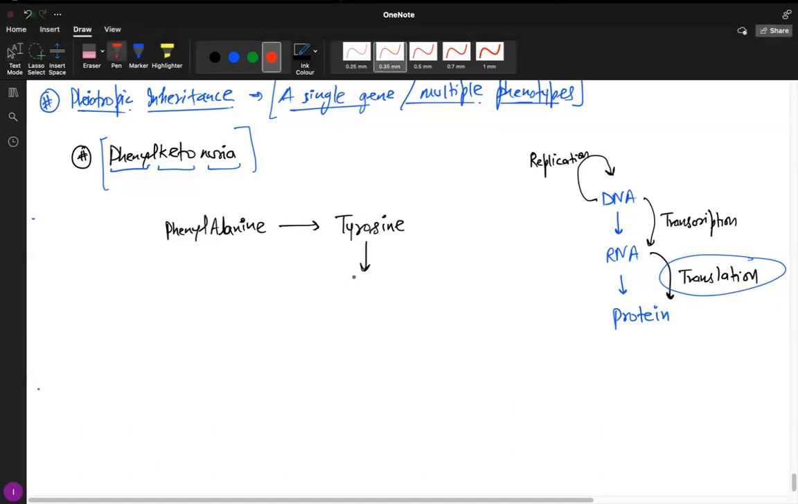Perfect. So for this to happen, for phenylalanine to convert into tyrosine, we need an enzyme. Now, if it's an enzyme, its name should end with ase, right? And it is converting one type of amino acid, which is phenylalanine, into another type of amino acid, which is tyrosine. So can you guess what should be the name of the enzyme?